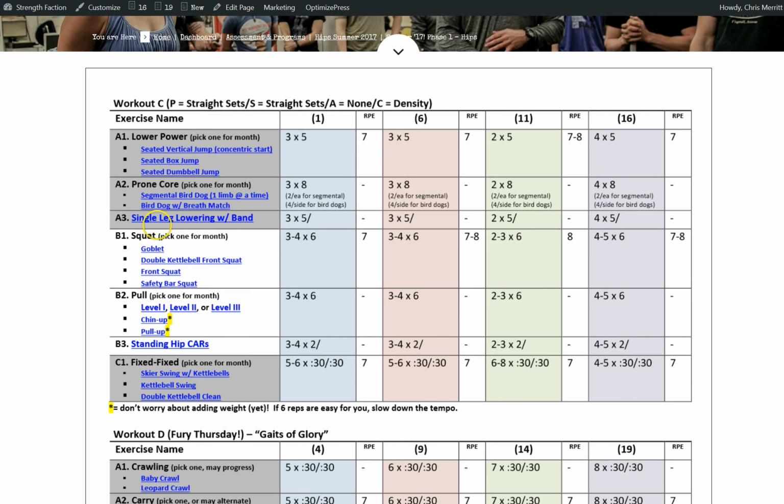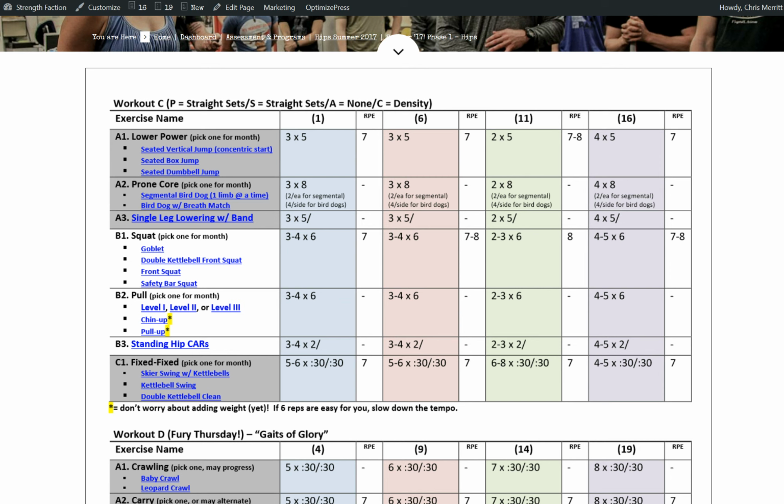So for your strength block, you have squat. Pick the one that's appropriate for you. Goblet, double kettlebell front squat, safety bar squat. 3 to 4 rounds of 6 reps. That's paired with pulls. So level 1, level 2, or level 3 chin-ups, chin-up or pull-up.